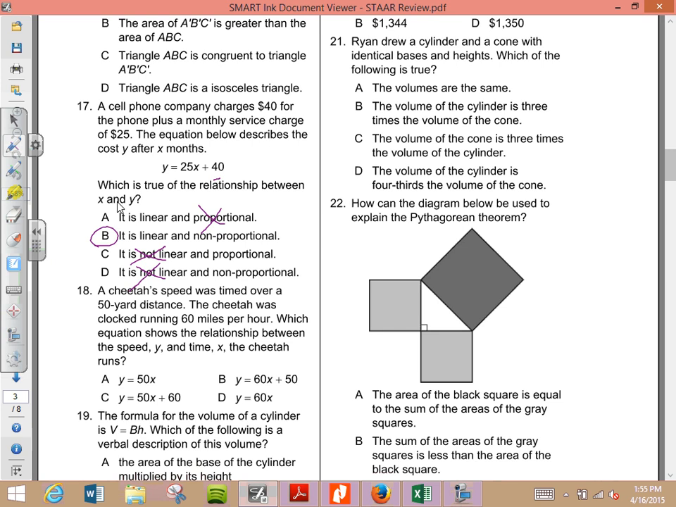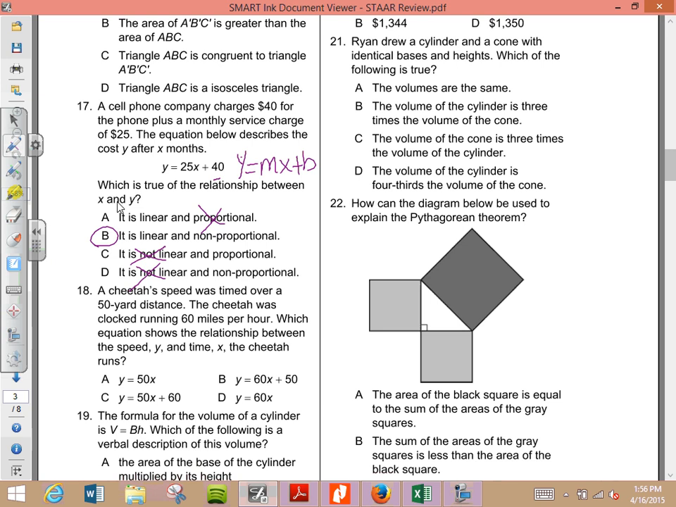What else? Y equals mx plus b. It's in the form y equals mx plus b, whether b is 0 or not. That will make it a linear equation.